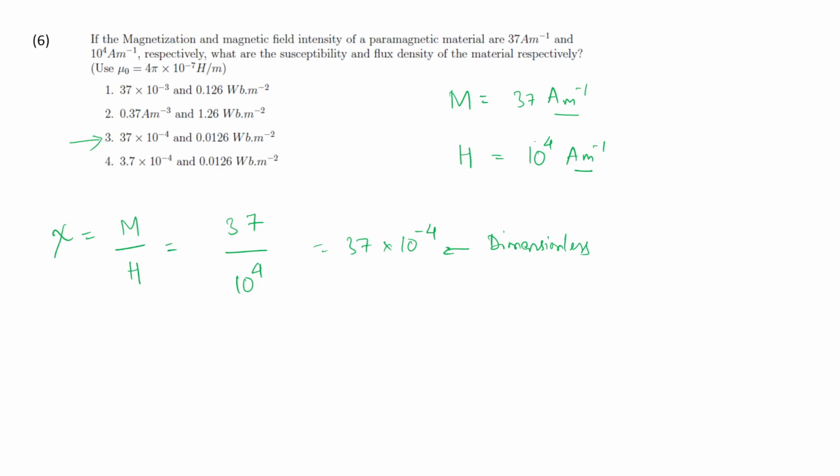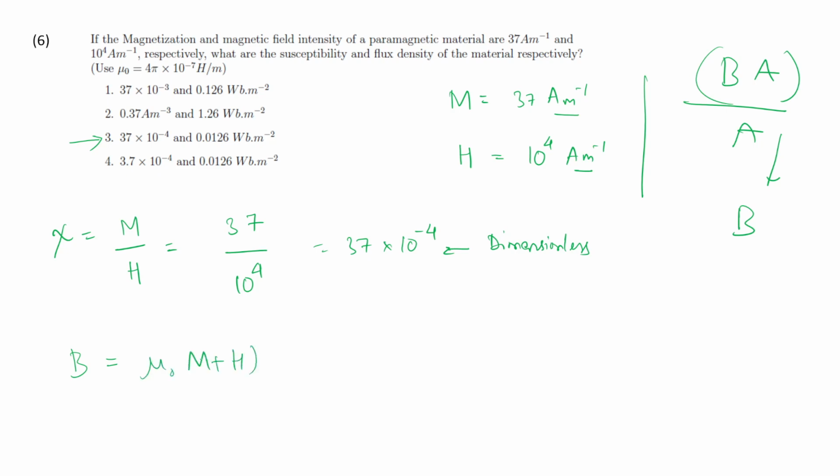Now let us find what is the flux density. So what is flux density? What is flux? Flux is the magnetic field times some area. Okay, flux density means flux per unit area, and this is nothing but your magnetic field. So the magnetic field is also called the flux density. Okay, that is nothing but mu naught times M plus H. You have mu naught, you have H, and mu naught is this quantity.